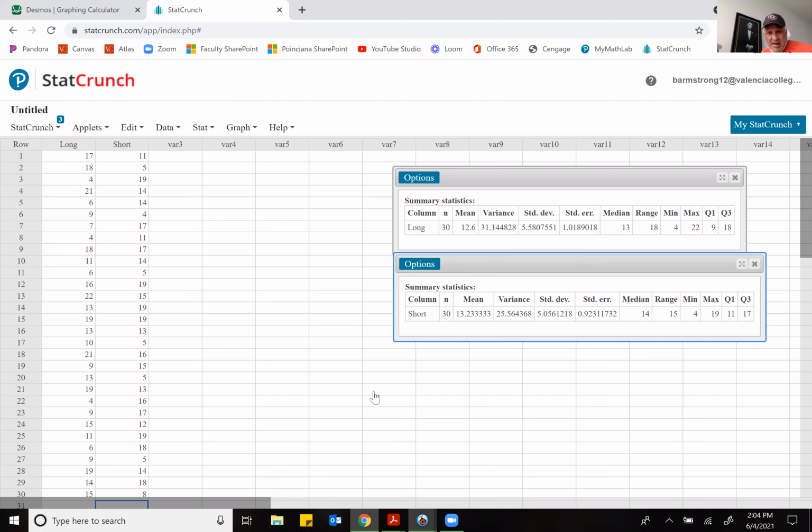So what is the mean for the long? 12.6. Yeah, no rounding there. We got everything we need. What is the mean for the short?